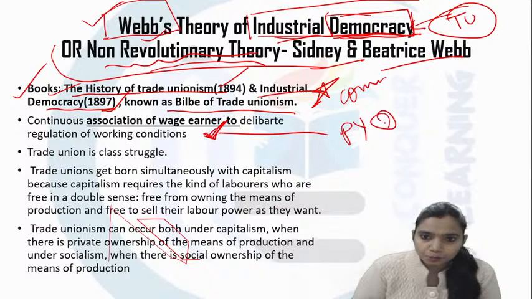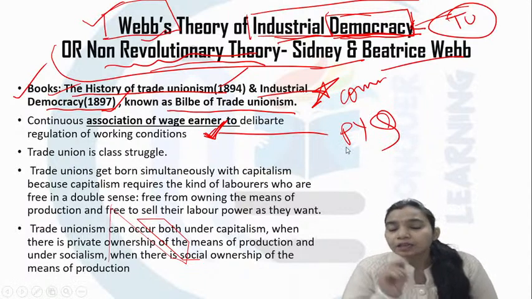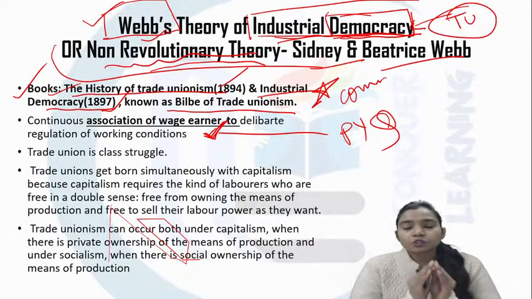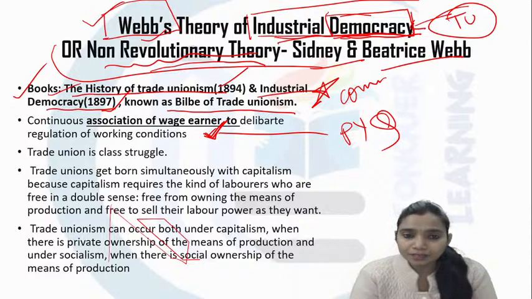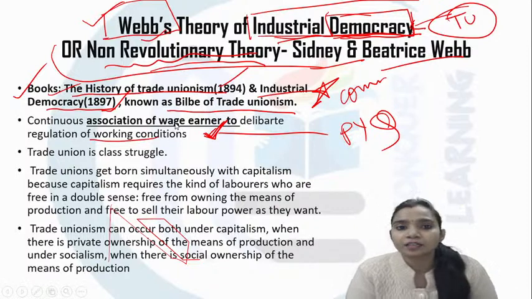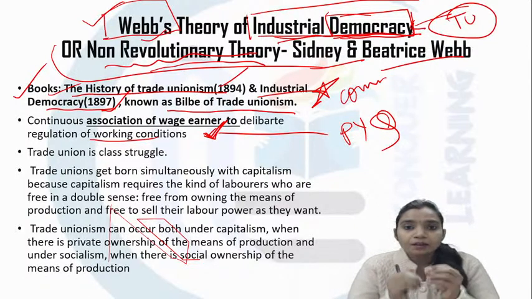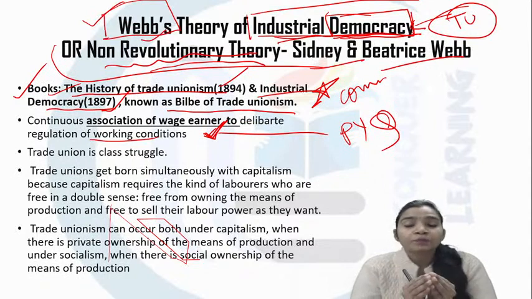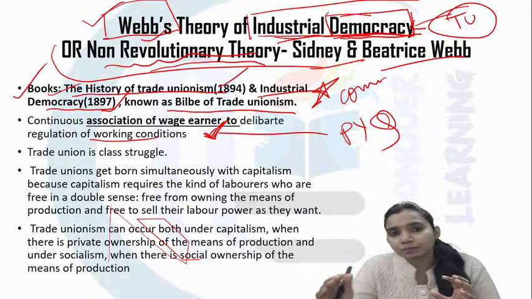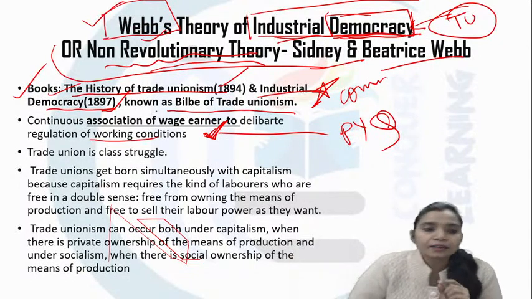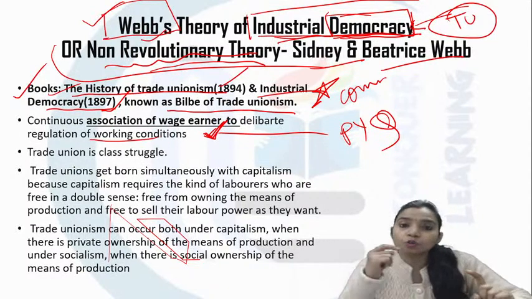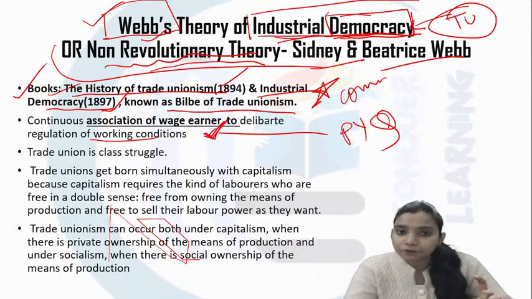Again, this PYQ has been asked in the exam: who has defined the trade union as an association of wage earners? It is defined by Webb. So according to Webb, the trade union is the association of wage earners to deliberate the regulation of the working condition. Regulate means to impose restrictions, to make a particular employer or establishment work in a particular form. So that is regulating.